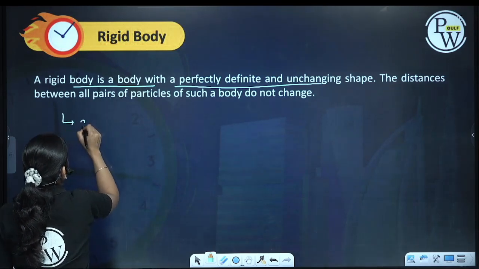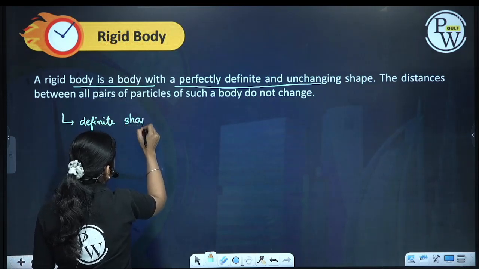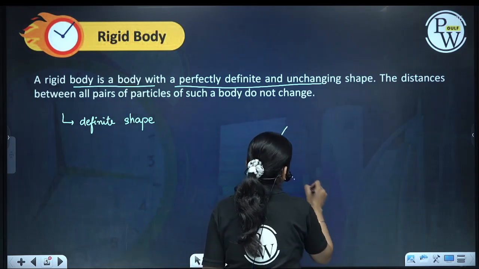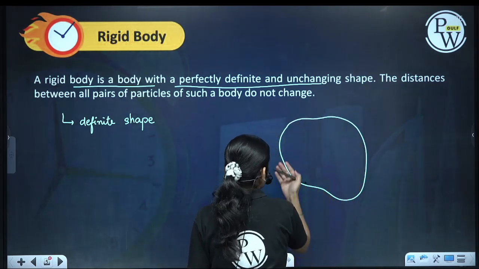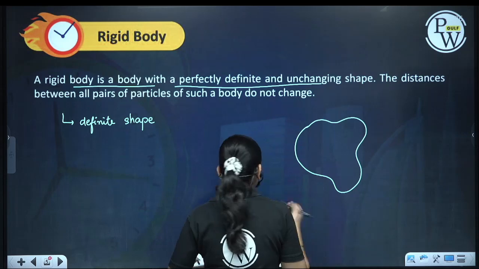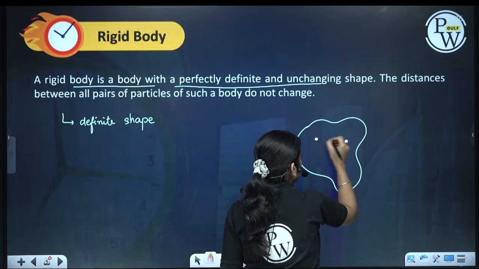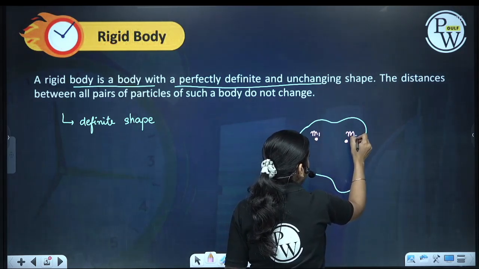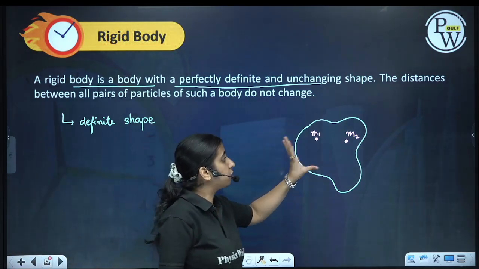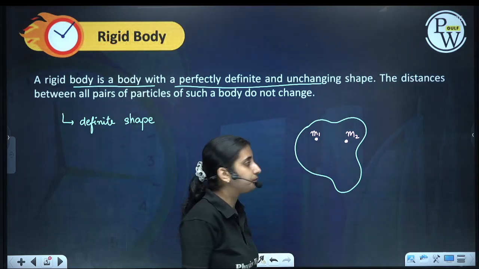So it will have a definite shape. Its shape will not change. Now suppose we have any arbitrary rigid body. There are two particles of this rigid body, M1 and M2. A rigid body can be thought of as made up of a number of particles, so a rigid body is a system of particles. M1 and M2 are two particles of the system.